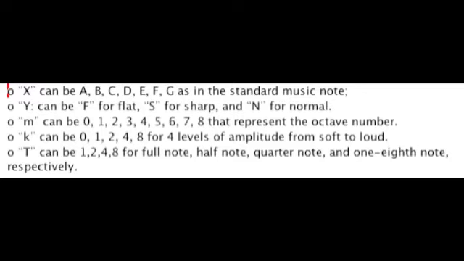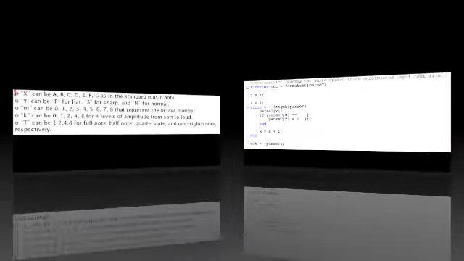M can be 0, 1, 2, 3, 4, 5, 6, 7, 8, representing the octave number. K can be 0, 1, 2, 4, 8, for 4 levels of amplitude from soft to loud. And finally, T can be 1, 2, 4, 8, for full note, half note, quarter note, and 1/8 note.